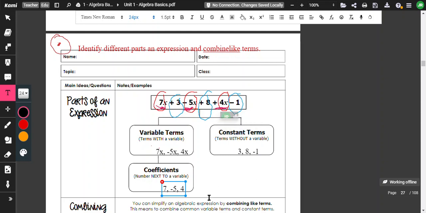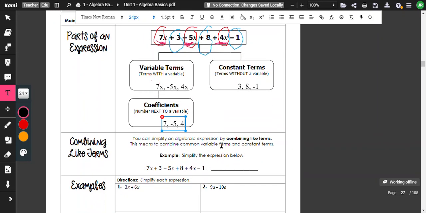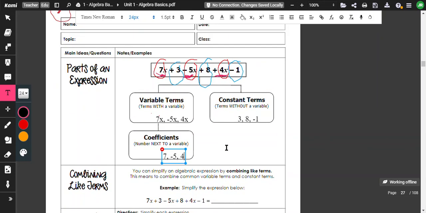So the variable terms are the terms that have the x's: 7x, negative 5x, and 4x. The coefficients of the variable terms are just the numbers: 7, negative 5, and 4. And the constant terms are the terms without the variable. I'll give you a second to write that down.